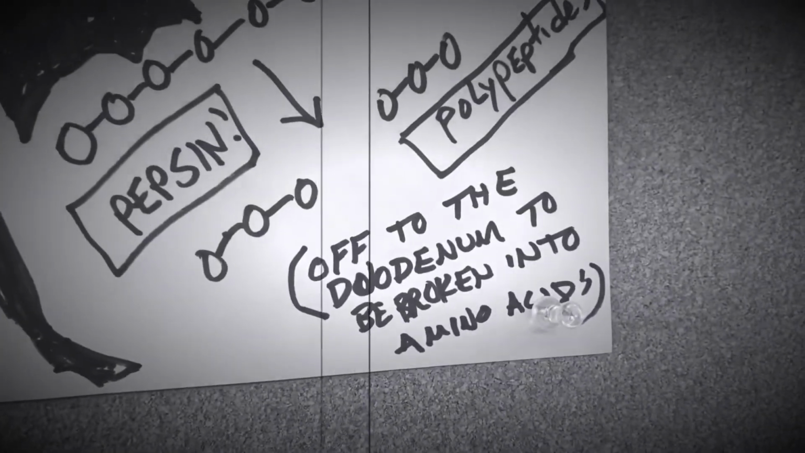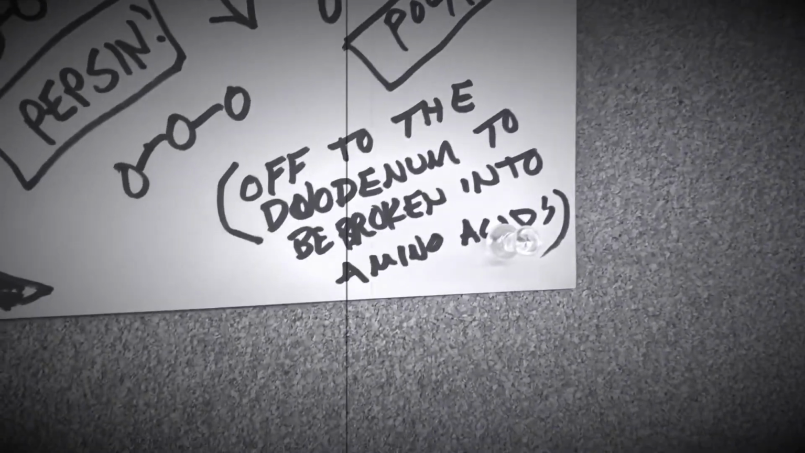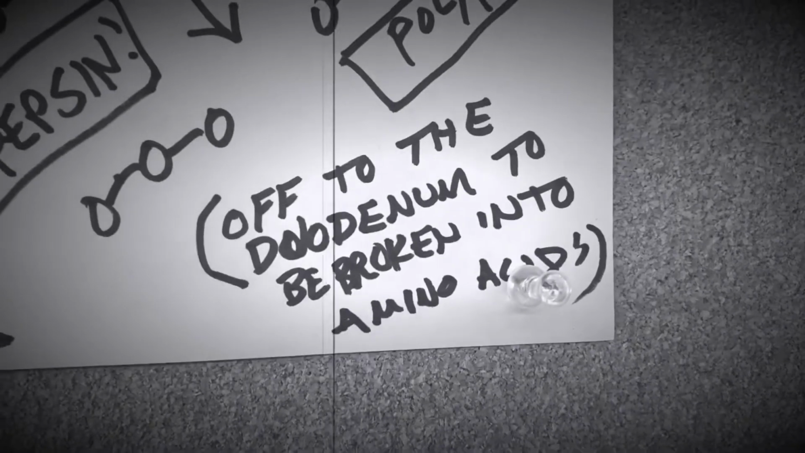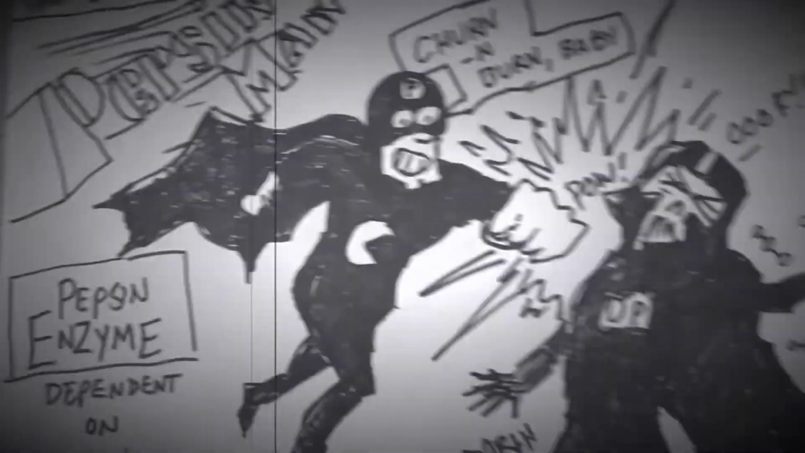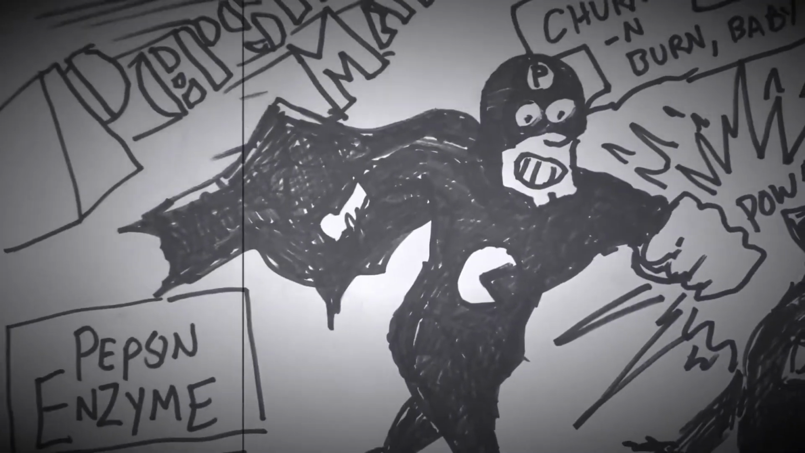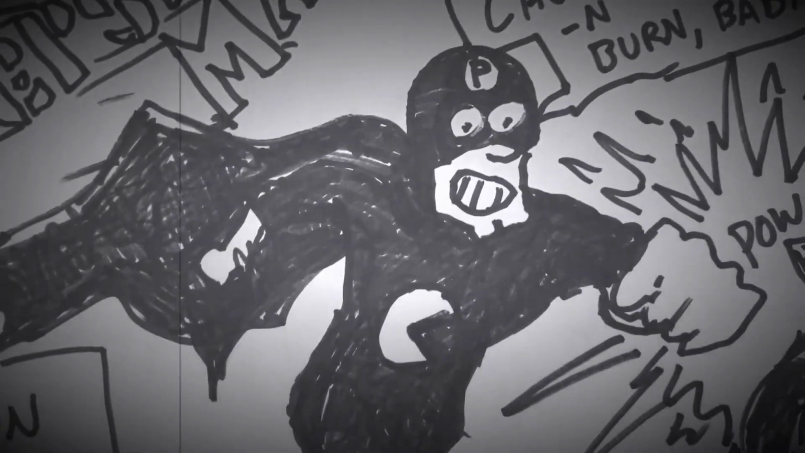So part of the job of your pancreas is not only to secrete trypsin, but also to secrete some buffer, something to neutralize the acid. So yeah, if you haven't picked your Halloween costume yet, maybe you should go as Pepsin Man.